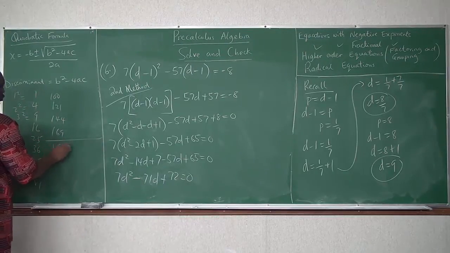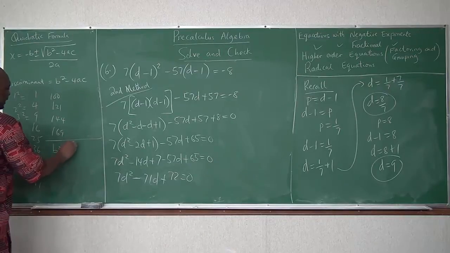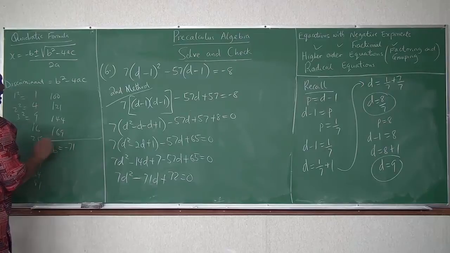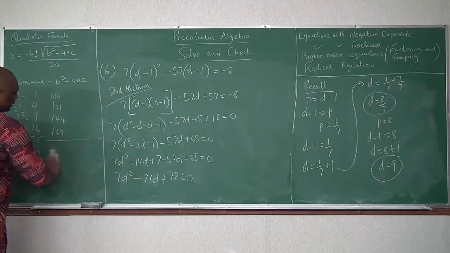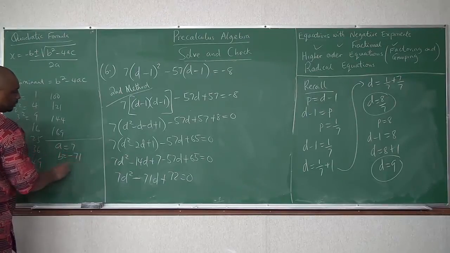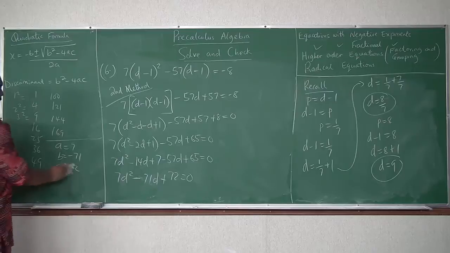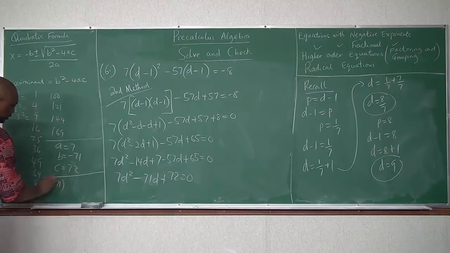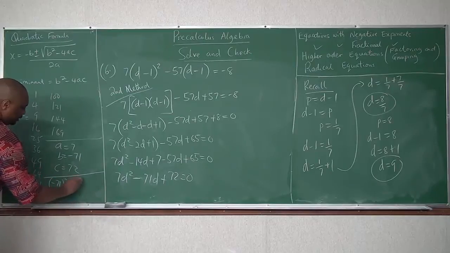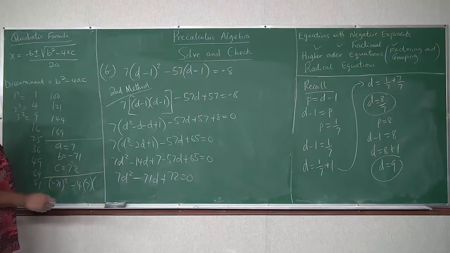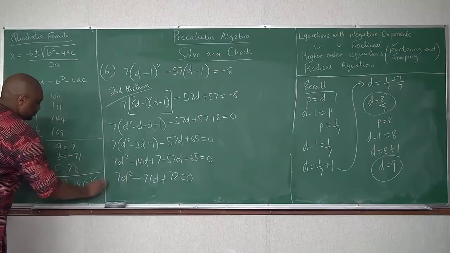This is just trying to know whether you can solve it by factoring, which you should, but let's do it anyway. B is negative. Let's start with A. A is 7, B is negative 71, and C is 72. So you have b squared, negative 71 all squared, minus 4 times a, 7, times c, 72.